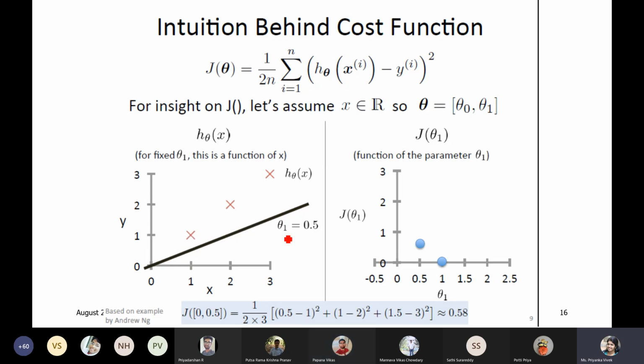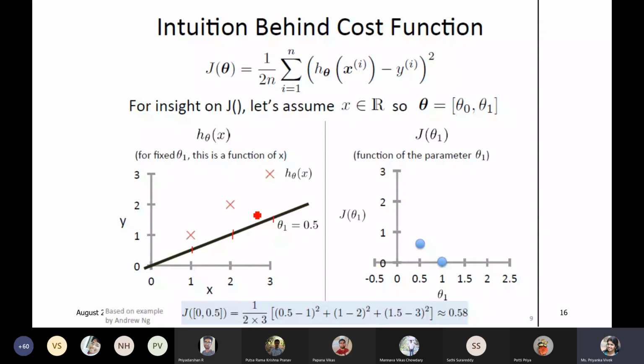So the equation of your line becomes h theta of x equal to 0.5x. Whatever input you give for x, it will be 0.5 into that. Initially our x is 1, so the predicted point on this line would be 0.5 into 1, which is 0.5. Next point x is 2, so your predicted h theta would be 1. The same way for 3, it would be 1.5. So these points are 0.5, 1 and 1.5.